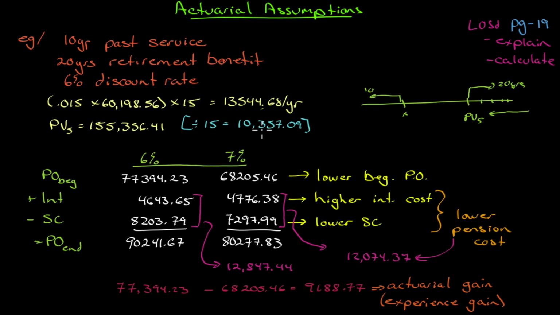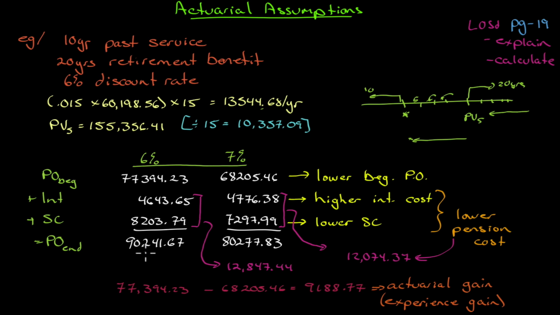So we know that we're going to take this $10,35709 and we're going to discount it back to the appropriate year all the way back. But we're already here. So we need to know what the pension obligation is at this point in time. Well, if it's $10,357.09 per year, we simply multiply that by 10 because 10 of those years will be at that future value, which is this present value. And let's bring that back to this point in time. It'll be $77,394.23. Add our interest component. Add our service cost component.